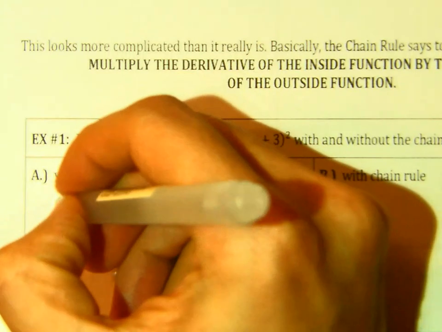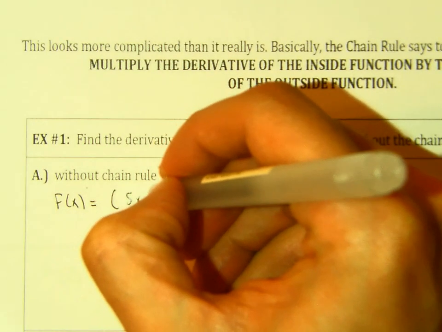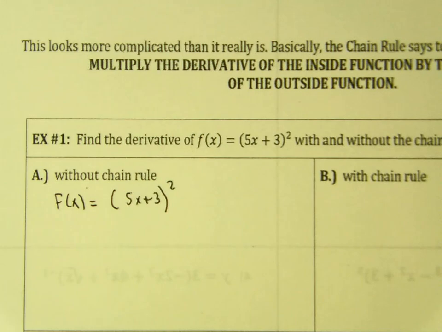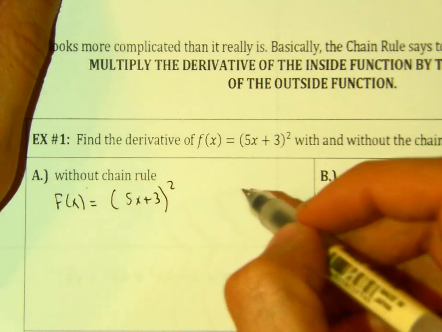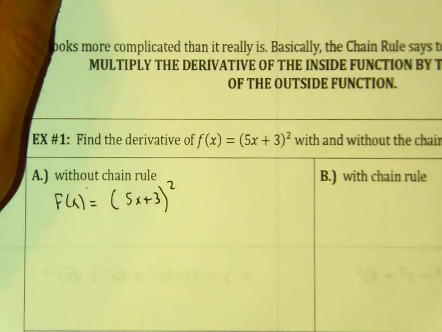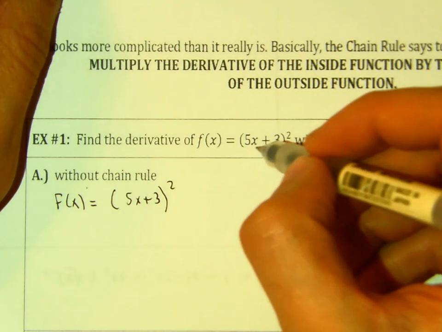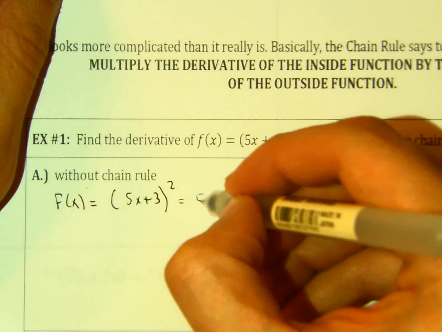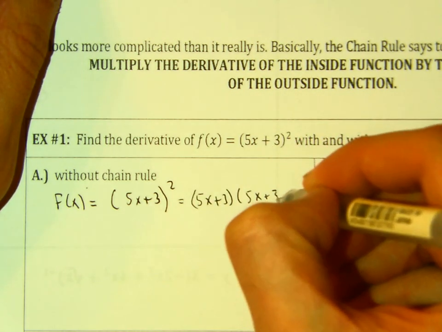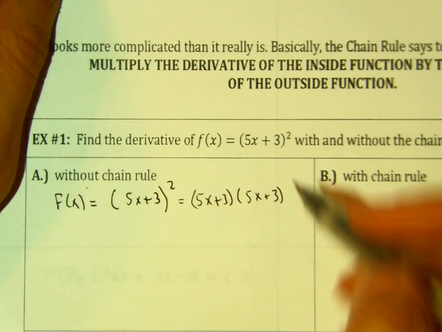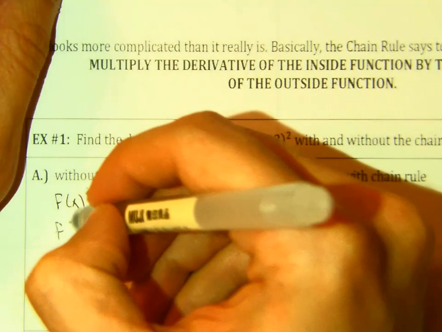We'll say that f of x is equal to 5x plus 3, the whole thing squared, and what we want to do is find the derivative of this. Before we even take the derivative, notice it's in a weird format. How would we actually expand this out? Think of this as 5x plus 3 times 5x plus 3. We have two of these 5x plus 3s, and let's FOIL it. Pause the video and FOIL it and see what you get.